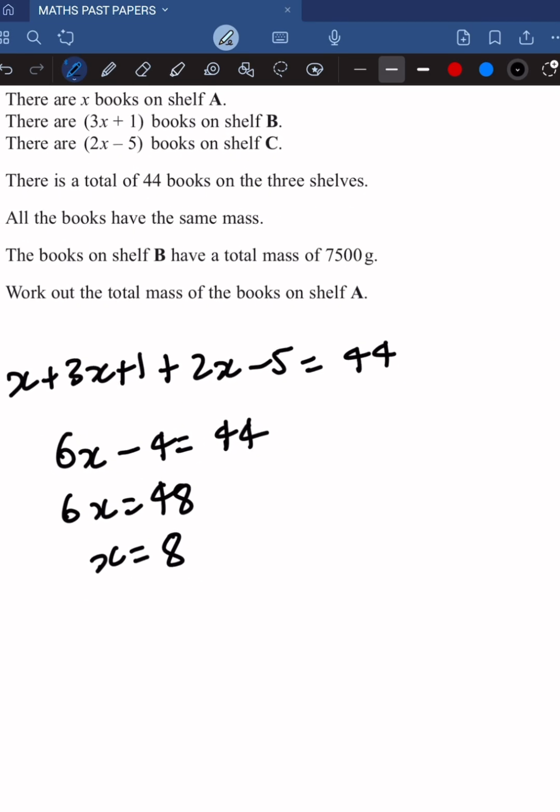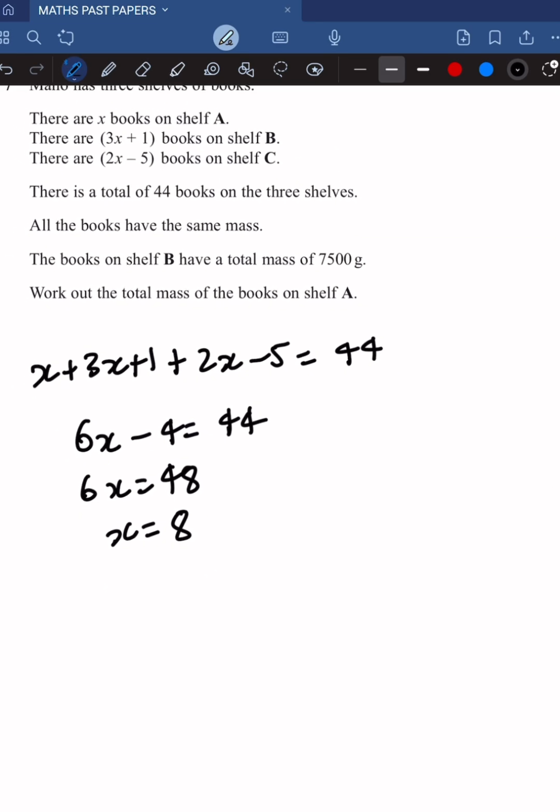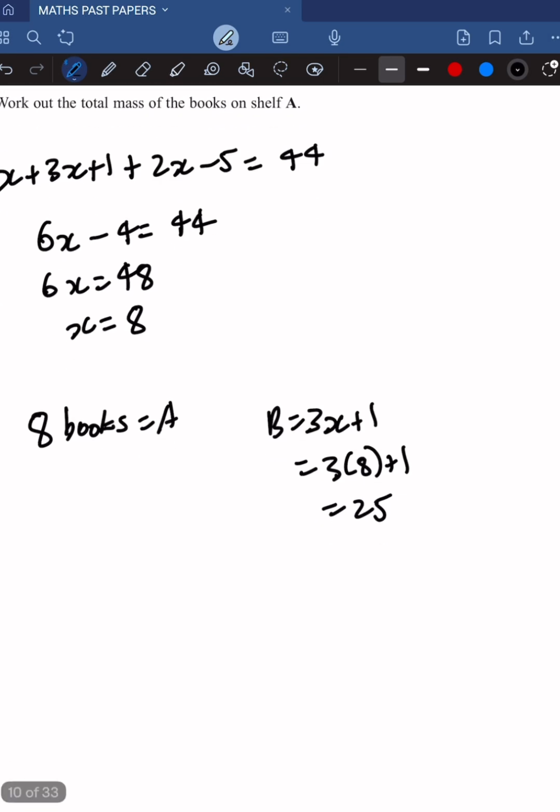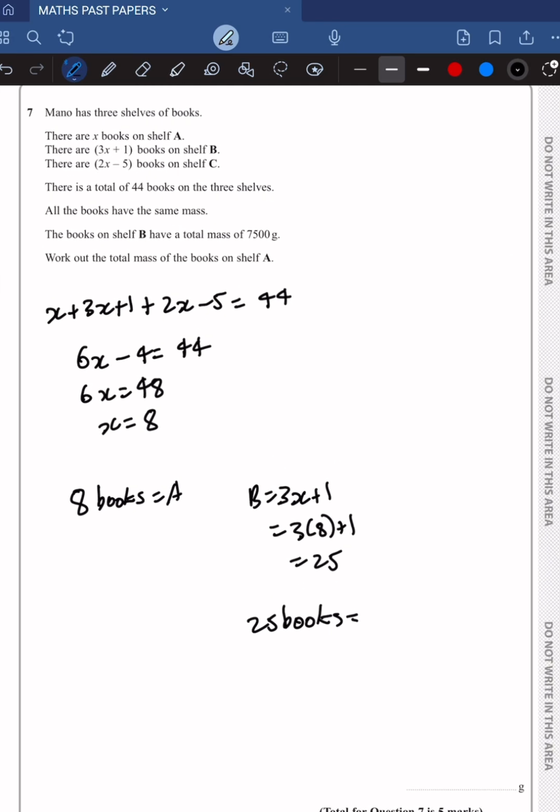So we want to find the total mass of the books on shelf A. We know that there are, of course, 8 books on A. Let's see how many books are on B. B equals 3x plus 1, which is 3 times 8 plus 1, which equals 25. 25 books on shelf B. We know that 25 books equal 7,500 grams.